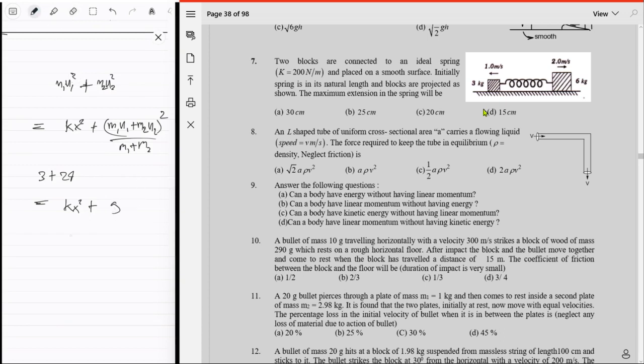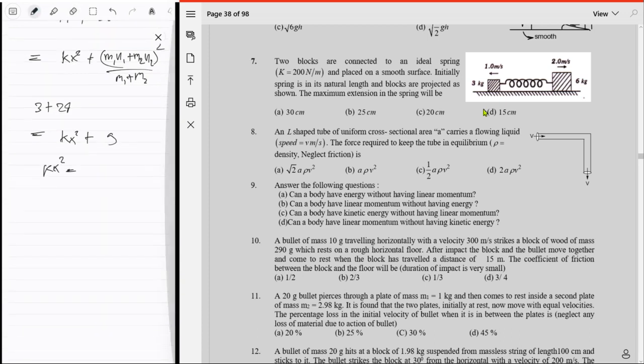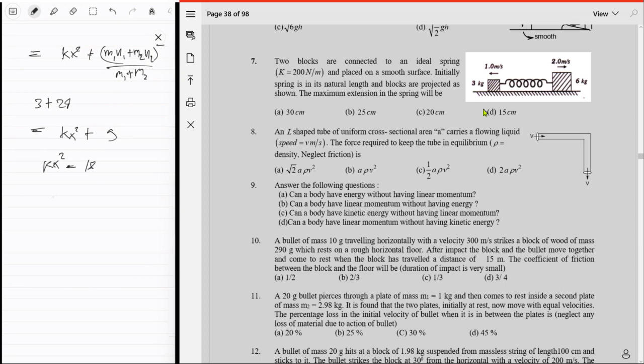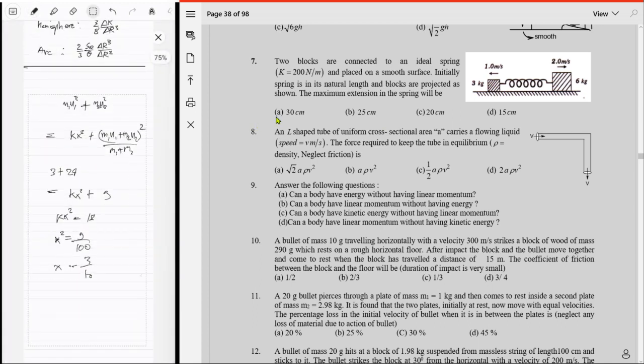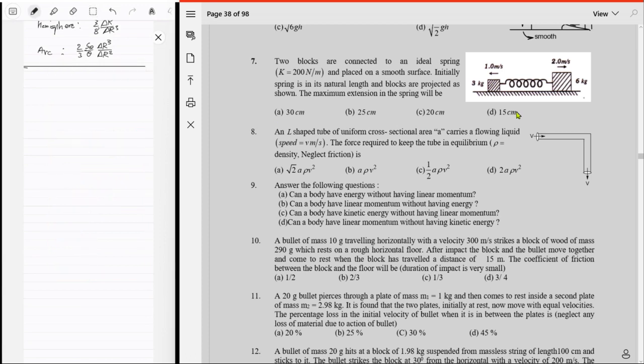So what do you get? Just kx squared is equal to 18. And what's k? Just 200, so x squared is equal to 9 upon 100. Just 3 upon 10 meters, by the way. That should be 30 centimeters. So A is correct. Next question. Remember, everything was in SI units, so that's why it's correct to do.